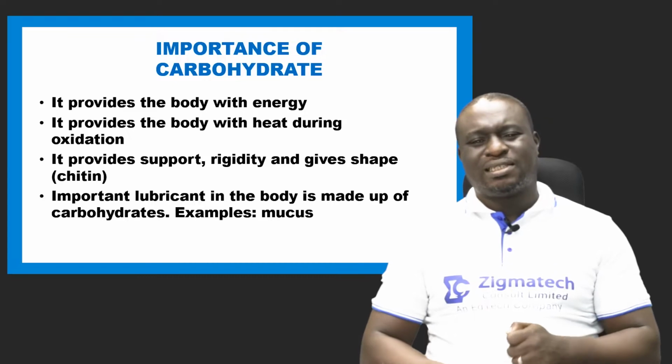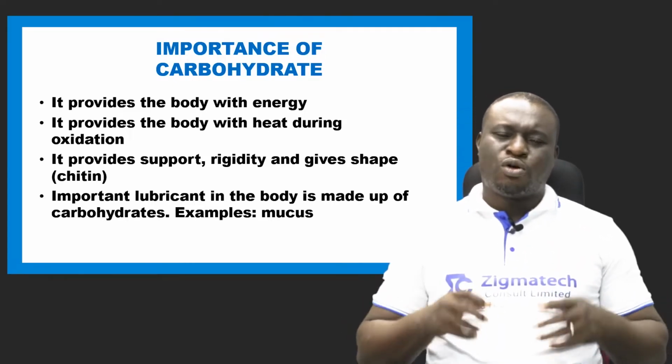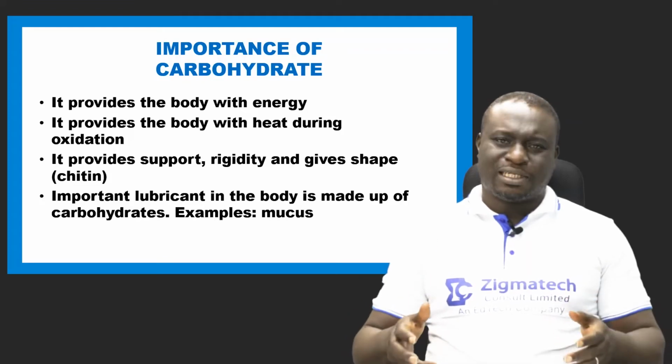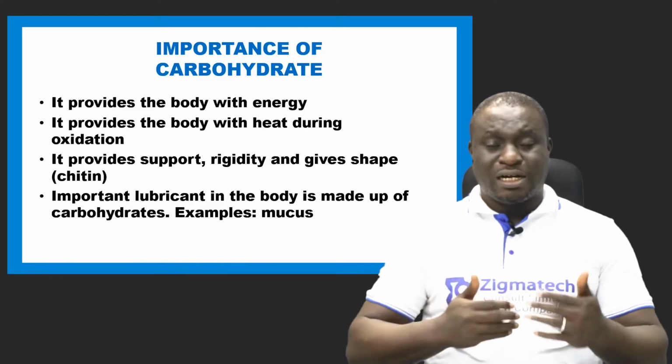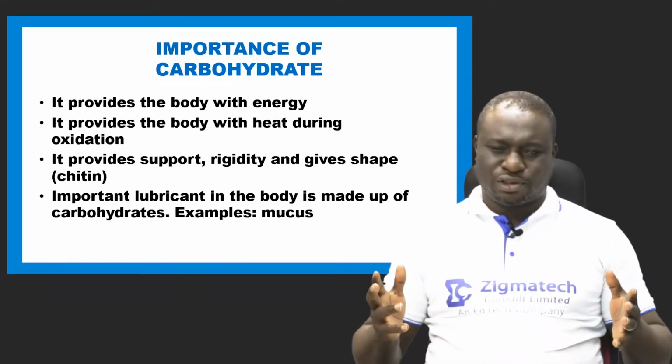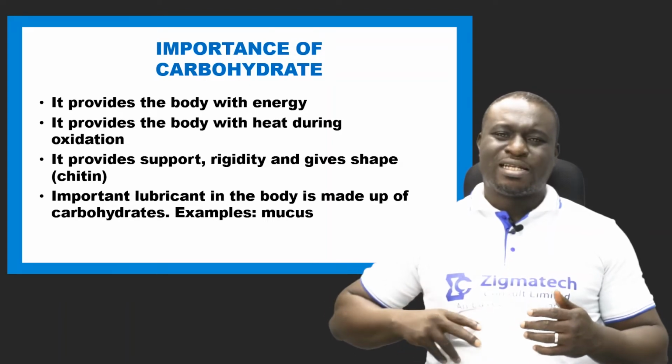Number 2 is that it provides the body with heat during oxidation. Now, most times when these food substances like the carbohydrates are broken down, heat is released, evolved. So it provides the body with heat.